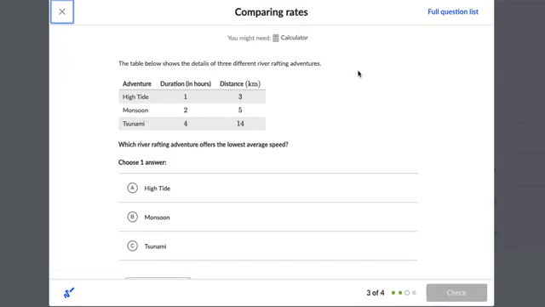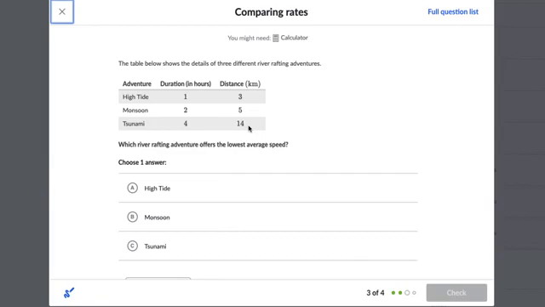The other assignment is comparing rates. You've already gone over how to calculate rates, so now we're just comparing the rates. So let's do this one together. The table below shows the details of 3 different river rafting adventures. There's high tide. It lasts for 1 hour and you go 3 kilometers. There's monsoon. It lasts for 2 hours and you go 5 kilometers. And then there's the tsunami. It lasts for 4 hours. You travel for 14 kilometers.